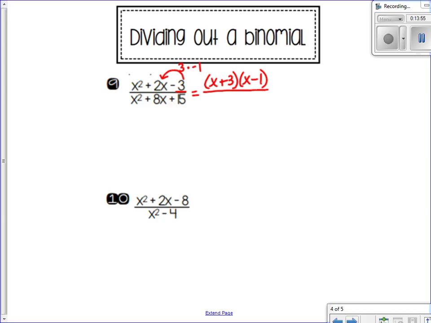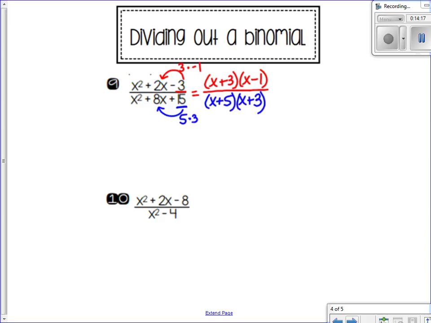On the bottom, we have to do the same thing. I need 2 factors of 15 that would add up to 8. Well, that would be 5 times 3. So to write 5 and 3 as factors, I would write x plus 5 and x plus 3. So I've got them all factored out.